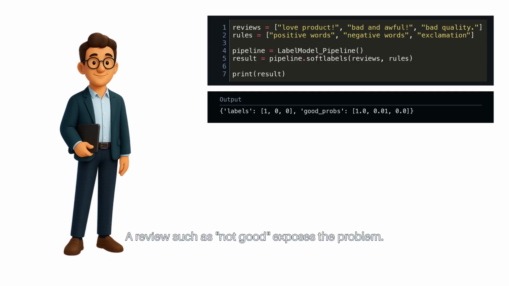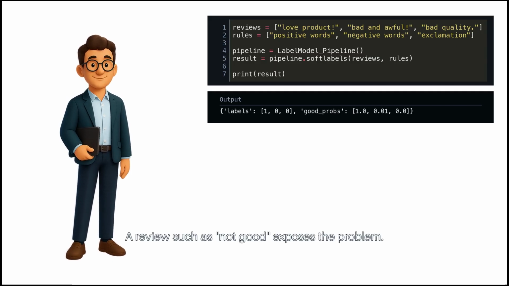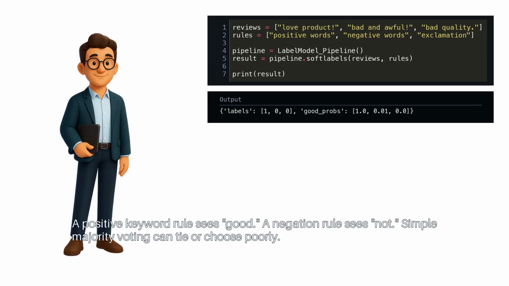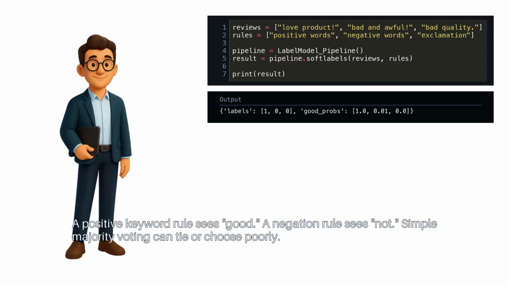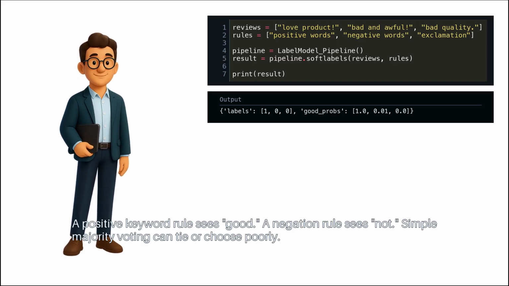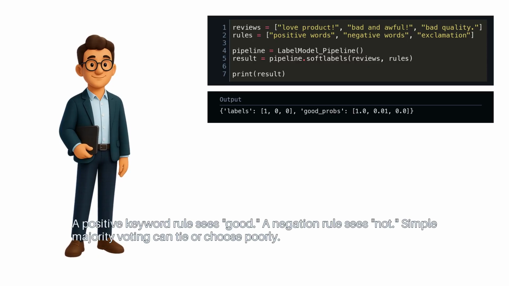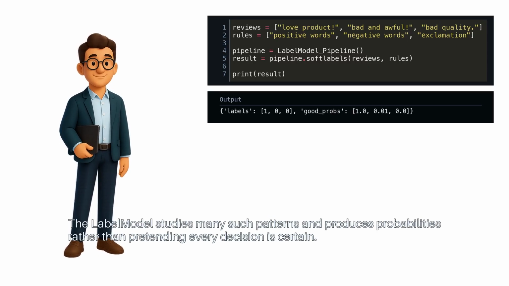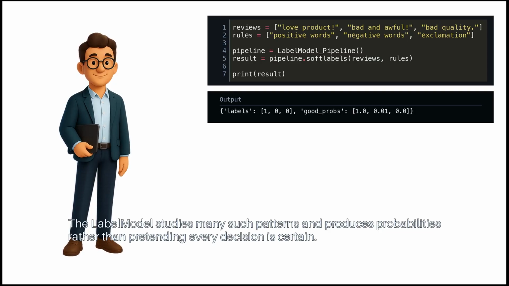A review, such as "not good," exposes the problem. A positive keyword rule sees "good." A negation rule sees "not." Simple majority voting can tie or choose poorly. The label model studies many such patterns and produces probabilities rather than pretending every decision is certain.